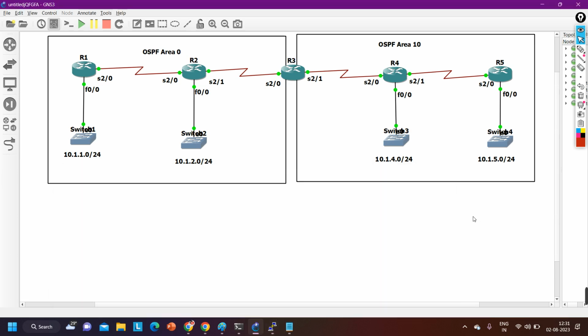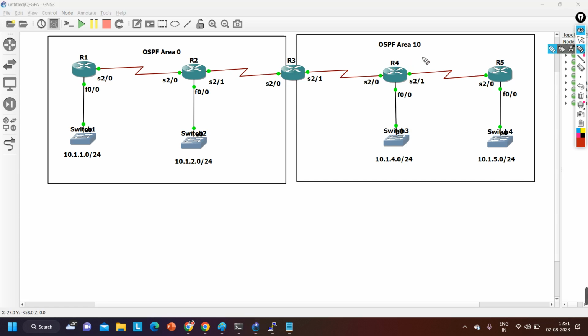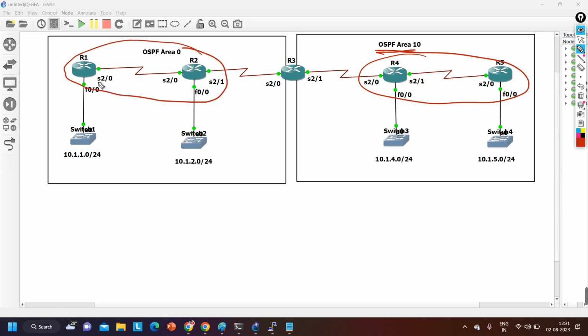Done, guys. So this is one type of internal router. Router 4 and router 5 are internal routers, because all interfaces of these two routers belong to area 10, meaning a regular area. Router 1 and router 2 are backbone routers, because all interfaces of these two routers belong to area 0. Router 3 is an ABR router.